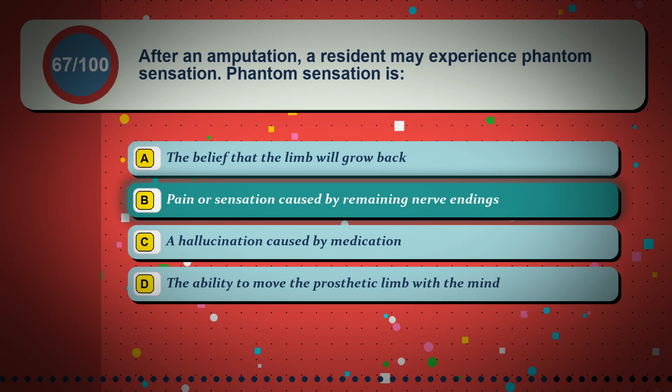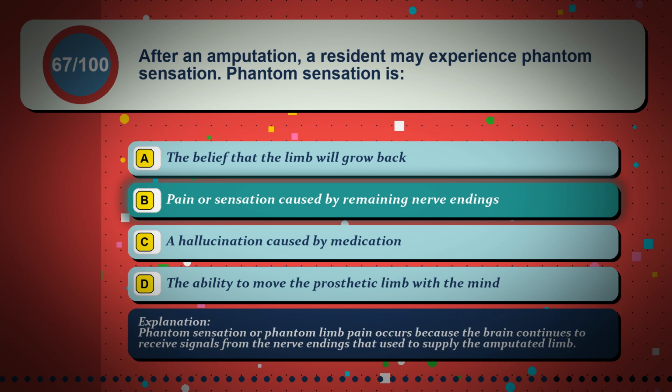The correct answer is option B. Pain or sensation caused by remaining nerve endings. Phantom sensation or phantom limb pain occurs because the brain continues to receive signals from the nerve endings that used to supply the amputated limb.